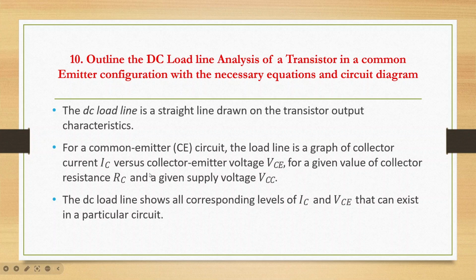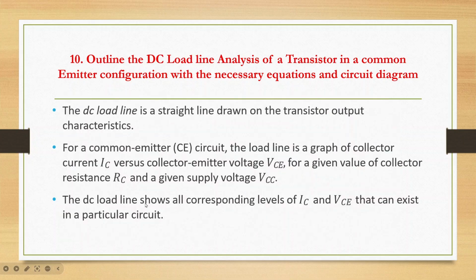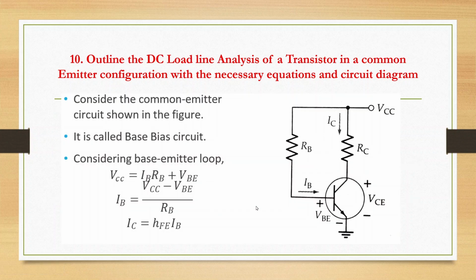So for a given value of resistance and a given supply, how are we going to draw that? The line is the graph of collector current versus collector emitter voltage, for a given supply voltage and resistance. This DC load line shows all the combinations of IC and VCE which can exist in a particular circuit.